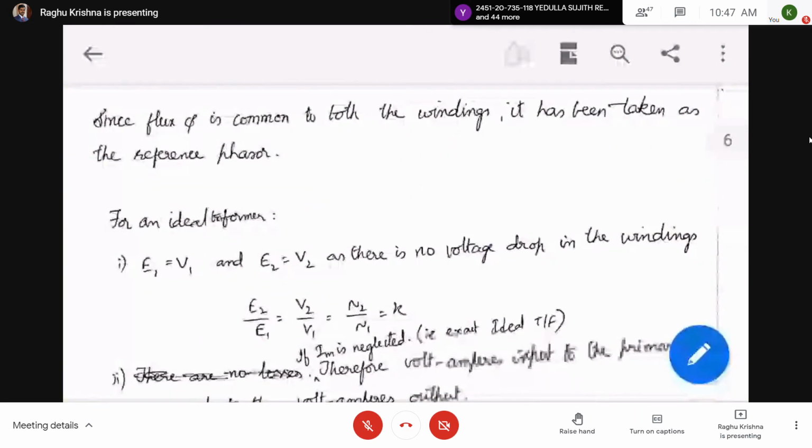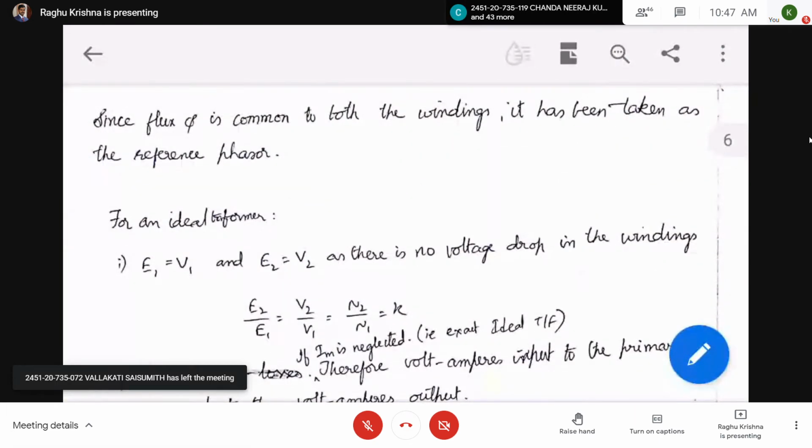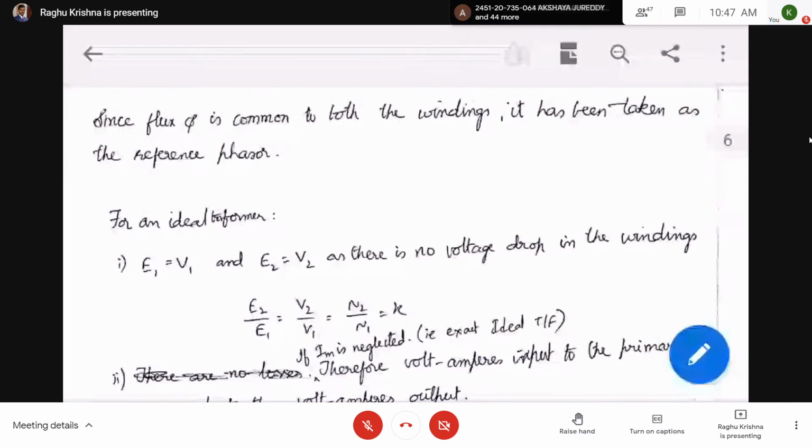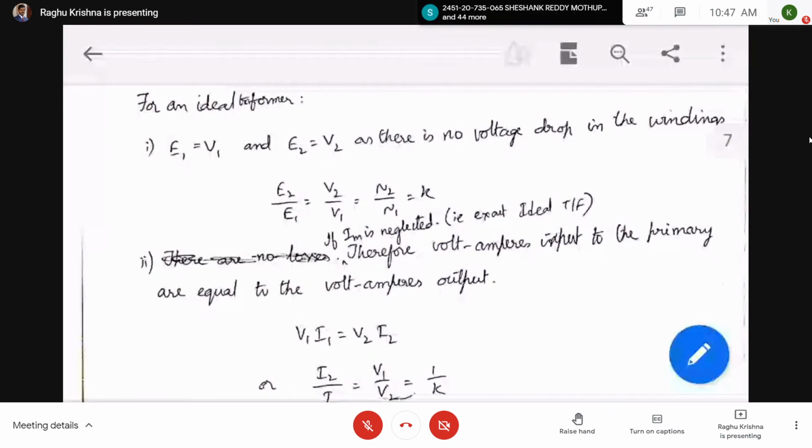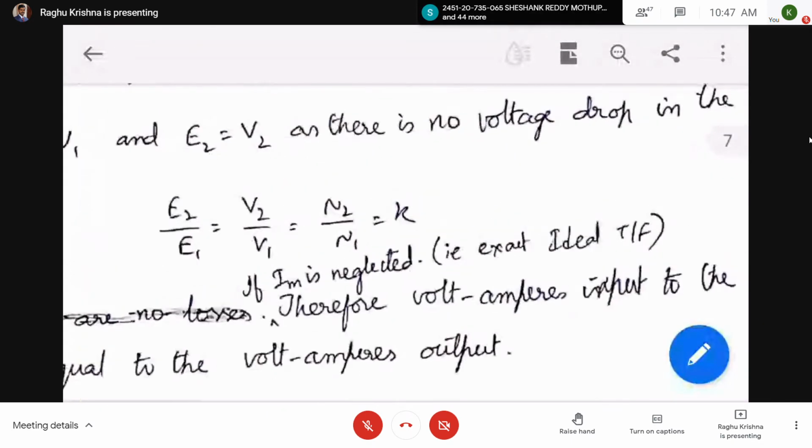So here, if you see this ideal transformer, magnitude of E1 will be equal to V1. E1 is equal to V1 and E2 equal to V2. E2 by E1 is equal to V2 by V1, which is equal to N2 by N1. So N2 by N1 is called the turns ratio, which is represented by letter K. So K is also called the transformation ratio.